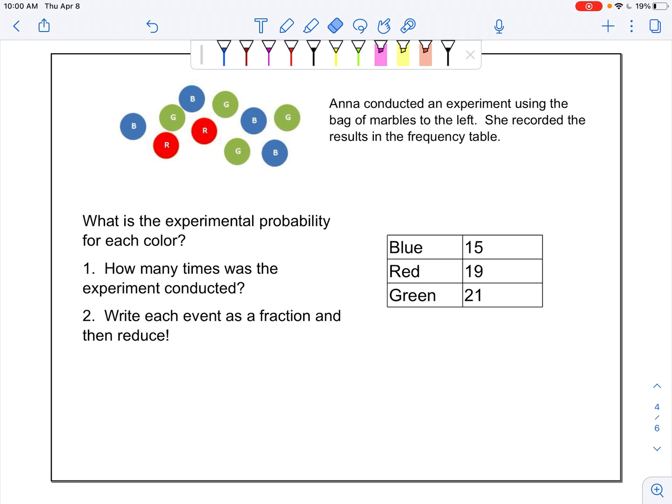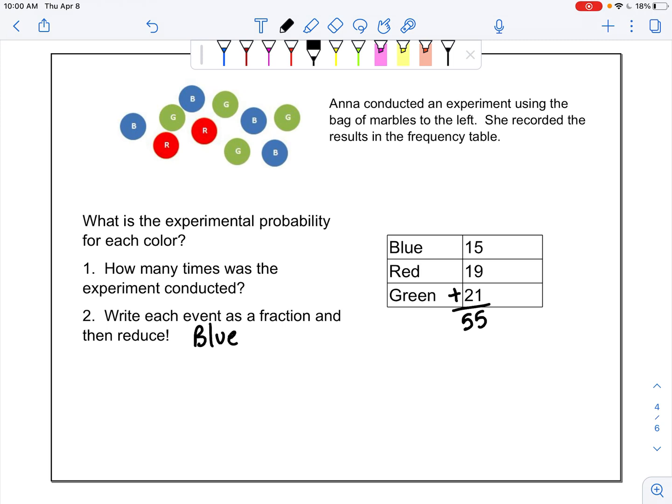So Anna conducted an experiment using the bag of marbles to the left, and she recorded the results in the frequency table. So the first thing I need to do is find out how many times she conducted that experiment. So I'm going to add these together, and she conducted the experiment 55 times. So when I write the experimental probability, 55 will be the denominator. So let's write each event as a fraction.